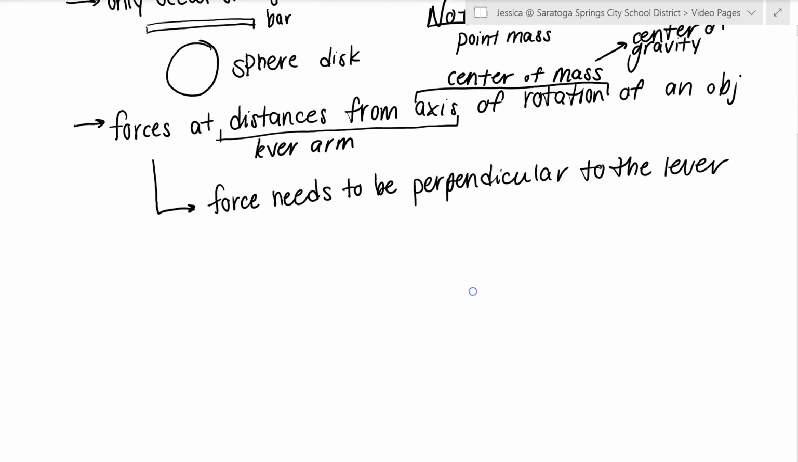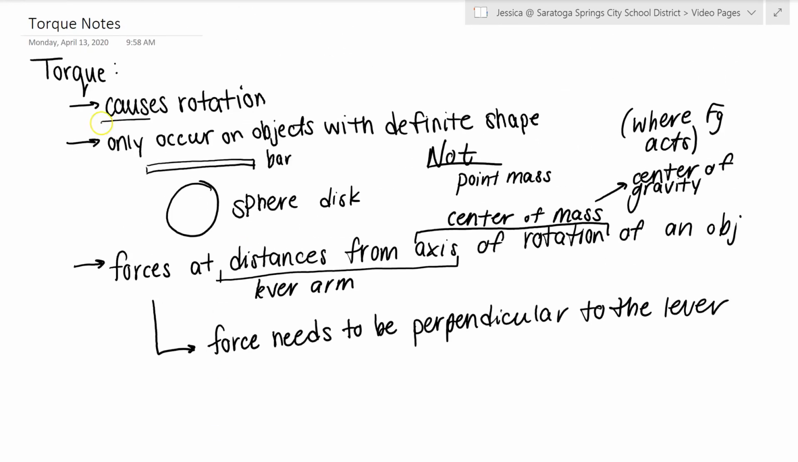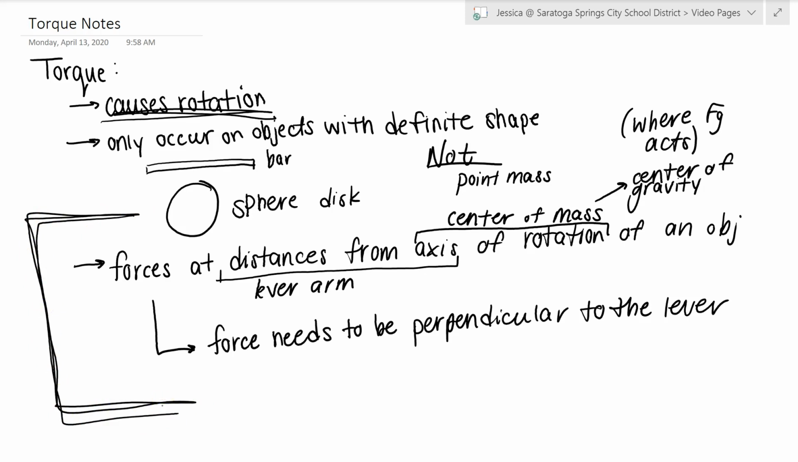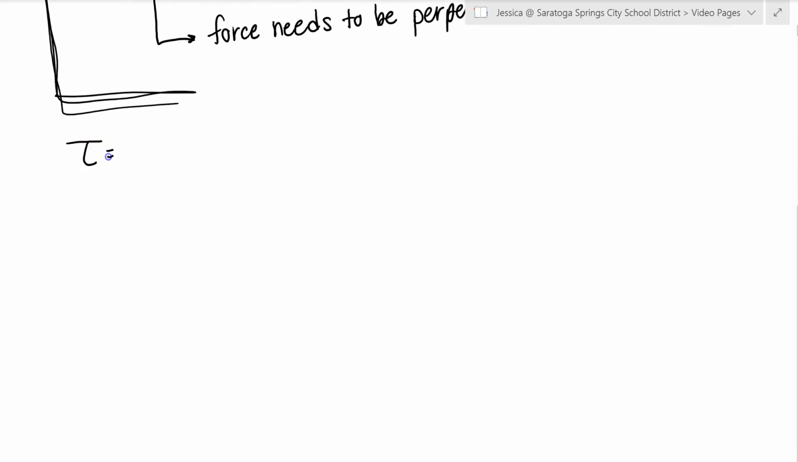So let's talk about the equation that defines this idea of torque. We're not going to talk about the rotation part yet, the causing of rotation. We're really just going to talk about the forces at a distance and those forces needing to be perpendicular. The causes-rotation part we'll get into in later videos where we talk about equilibrium and Newton's second law for rotation. Torque is defined as a force applied at a distance from the axis of rotation, and that force and lever arm need to be perpendicular.